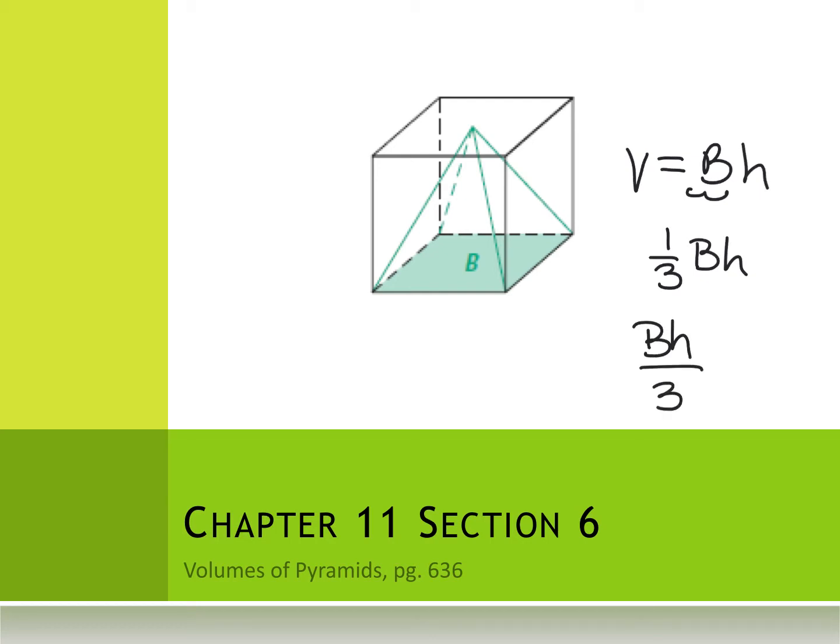Because if you think about it, if you take a square pyramid and put it inside a cube, it looks like you're chopping off 1/3 of the cube. So that's why it's similar to a prism or a cube: you find the area of the base, multiply it by how tall it is, but then multiply that final answer by 1/3 or divide it by 3.